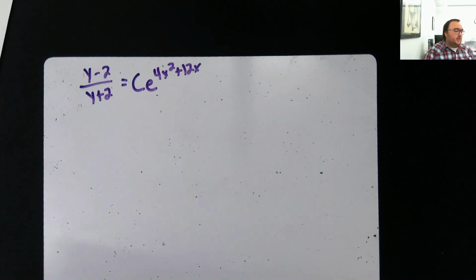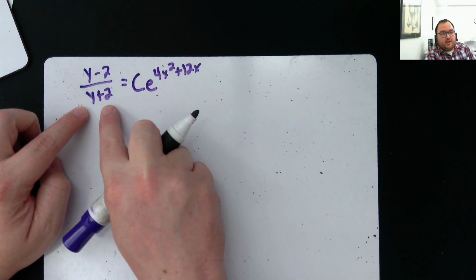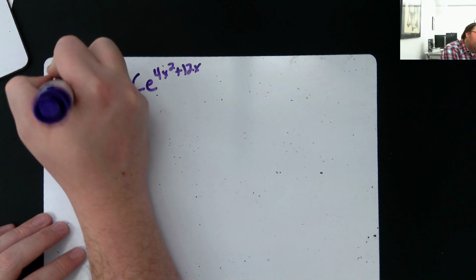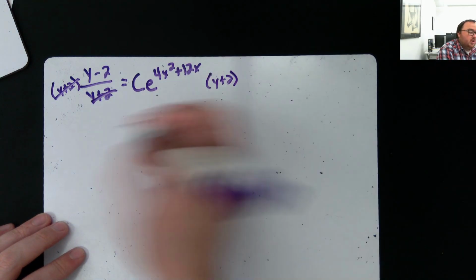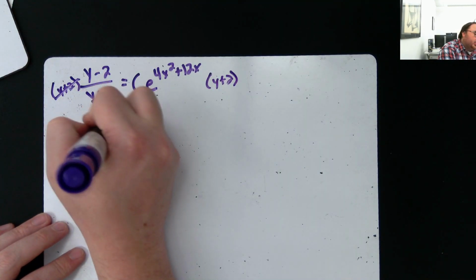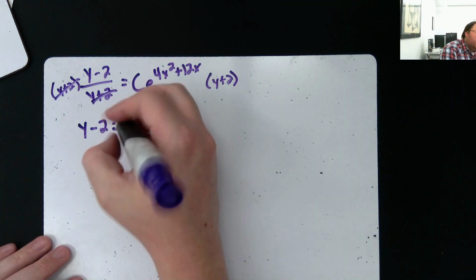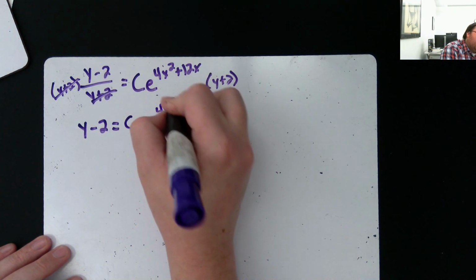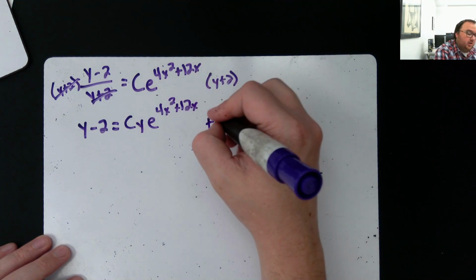Let's continue solving this for y. I don't want a denominator here, so let's times it by y plus 2 on both sides to get rid of it. Cancel out here, times y plus 2. This is going to be y minus 2 equals, times it by y first, gives me cy e to the 4x squared plus 12x, plus, and then times it by 2.